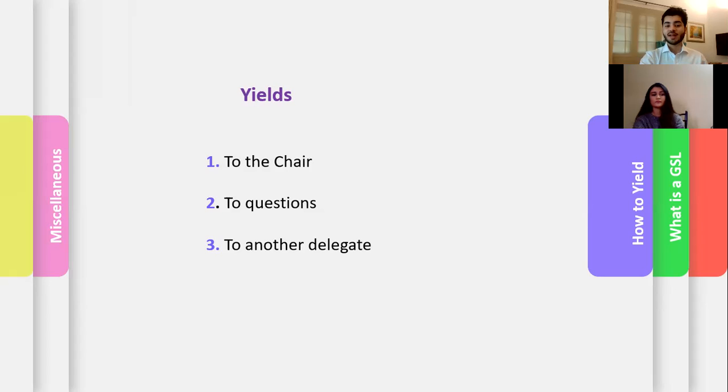Umaima, do you want to add something to the yields? Just one point to add over here, that yields are only limited to the general speakers list, and there are no yields in the moderated caucus or other debate procedures within the committee. Okay, that's great. Let's move forward.